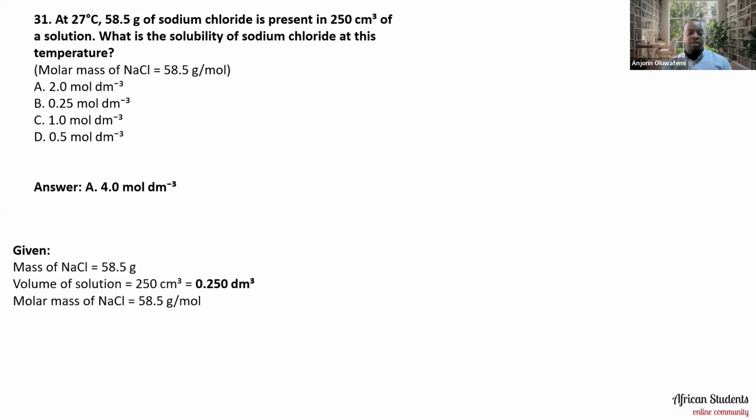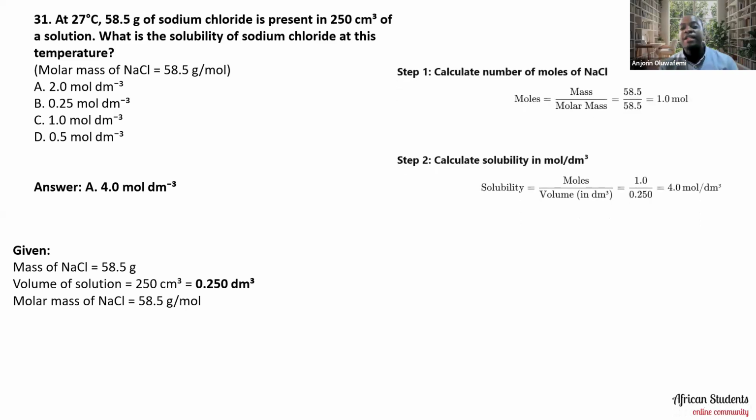Mass of sodium chloride is 58.5 grams. And then the volume of solution is 250 cm cube, which is about 0.250 dm³. That's 250 cm cube divided by 1,000, so that's converting it to dm³. Then the molar mass is 58.5 gram per mole. Now, if that is the case, the first thing that we are going to do is to calculate the number of moles of sodium chloride that is present.